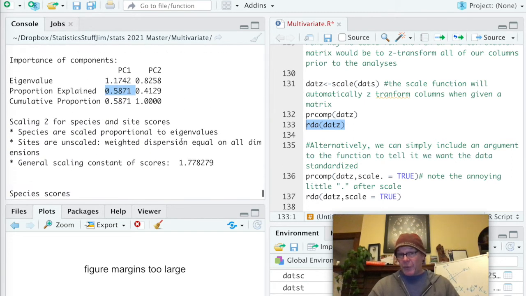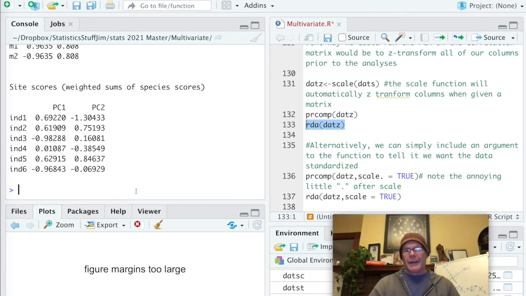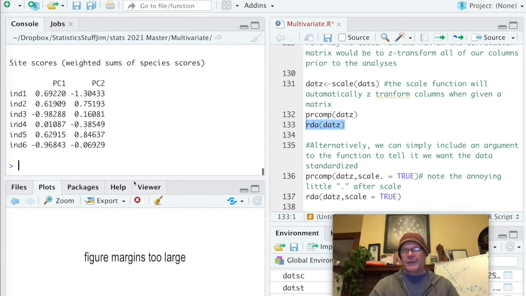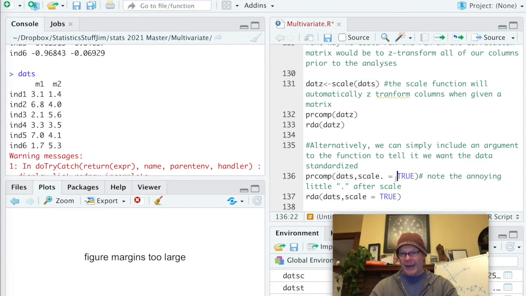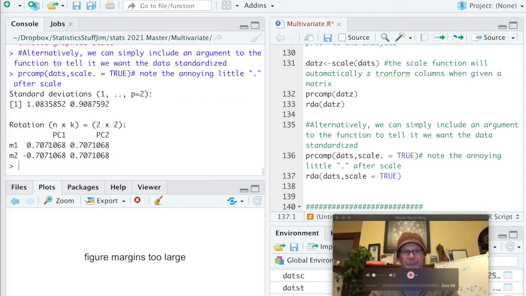Instead of z-transforming the data, the easier way, the recommended way, is just to tell the function itself that you want to scale it. And so in the prcomp function, all I had to do was say scale. equals TRUE, and that is going to automatically scale it. So again, I'm taking my raw data, I'm putting it in there, but I'm going to say scale. equals TRUE. And that should look familiar. Remember, it's symmetrical, and they have all the same values.